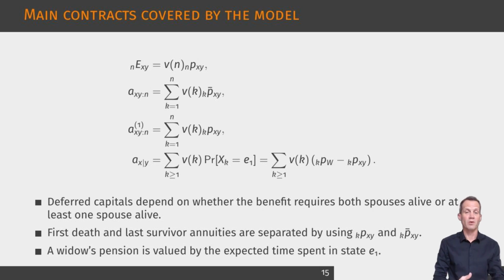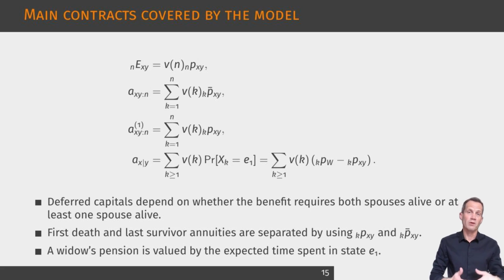A last survivor annuity pays as long as at least one spouse is alive, so its value is based on the probability of not yet being in the final state at each payment date. A first death annuity pays only while both spouses are alive, so it stops at the first death and is based on joint survival in the initial state.